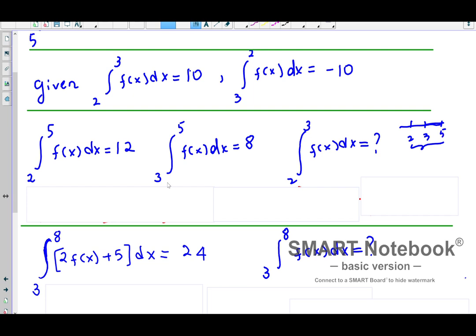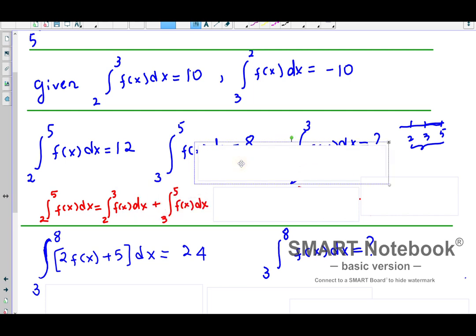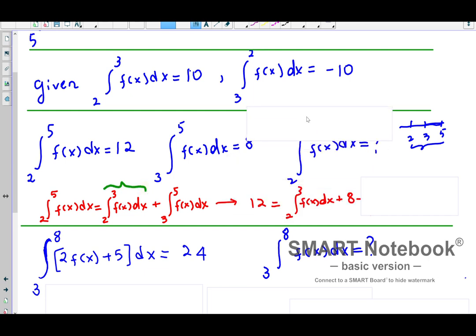So let's set up an equation. The integral from 2 to 5 equals the integral from 2 to 3 plus the integral from 3 to 5. So let's put in what we know. We know this side is 12 and 3 to 5 is 8. The unknown is this quantity over here, the integral from 2 to 3, right? So if you set up a very simple equation, you're going to see that 12 equals the unknown plus 8. So the unknown quantity, which is the integral from 2 to 3, will be 12 minus 8, or 4.